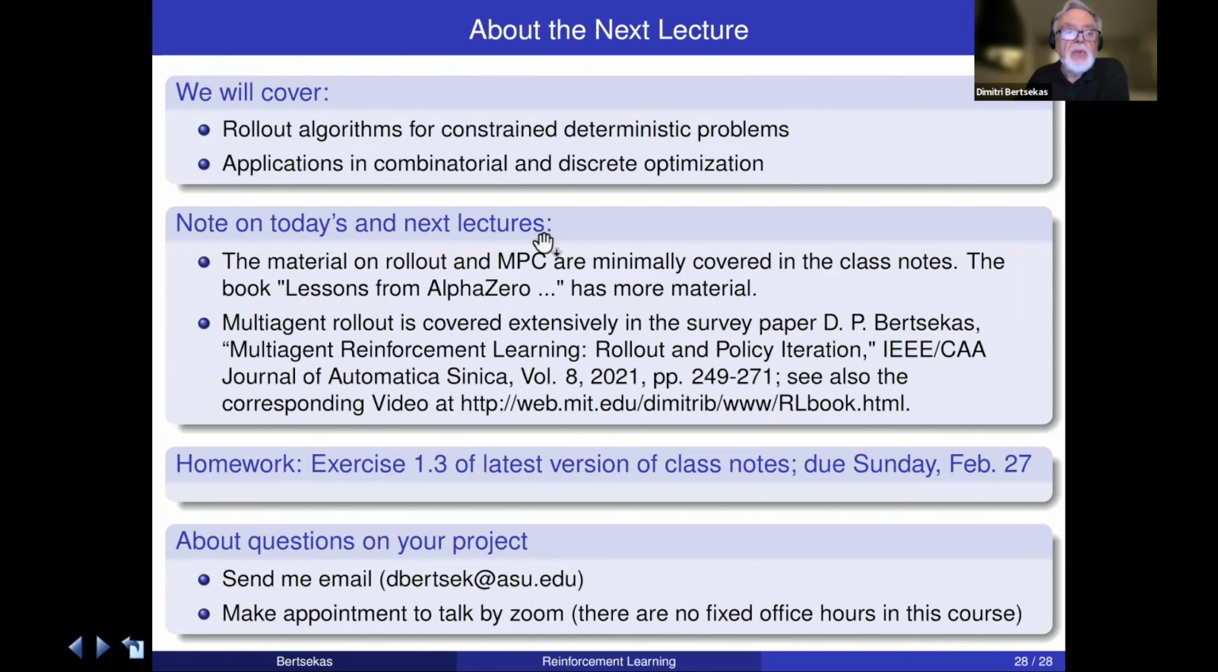Some sources for today's and the next and next week's lectures. The draft of my book, Lessons from AlphaZero, has more material on both rollout and MPC. I gave the survey paper reference earlier. From my website, the same website that contains all the class material, there's also a video, which those of you that are interested in multi-agent stuff may watch. It's more extensive than what I gave in this lecture.